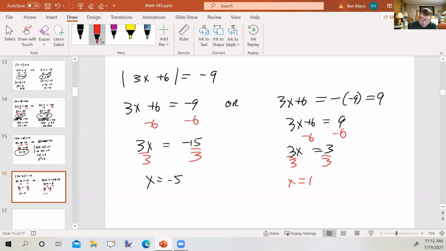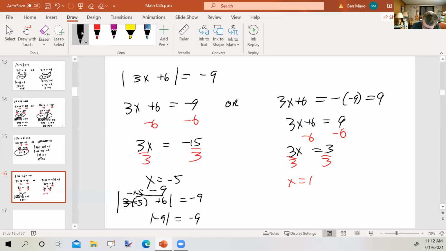Okay. Well, let's check our work. If x is negative 5, I get the absolute value of 3 times negative 5 plus 6 equals negative 9. 3 times negative 5 is negative 15. Negative 15 plus 6 would be what? Negative 9. Absolute value of negative 9 equals negative 9. But what does the absolute value of negative 9 equal? It actually equals 9. So we get 9 equals negative 9. That's not true.